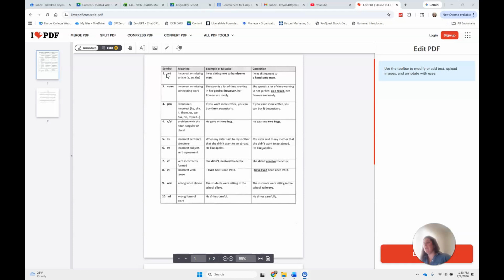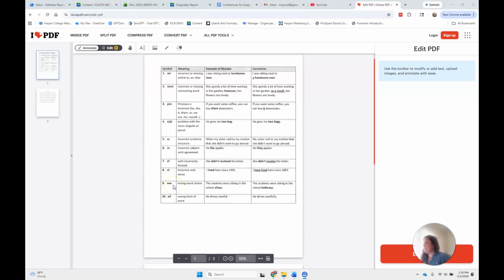So for example, you have an error marked ART. It's an incorrect or missing article, which means a, an, or the. The example of the mistake: I was sitting next to handsome man. I was sitting next to a handsome man. Okay? There are also codes for connecting words, pronouns, which are he, she, it, us, singular plural nouns, like adding an S to a noun, sentence structure, subject-verb agreement, and verb forms and tenses.